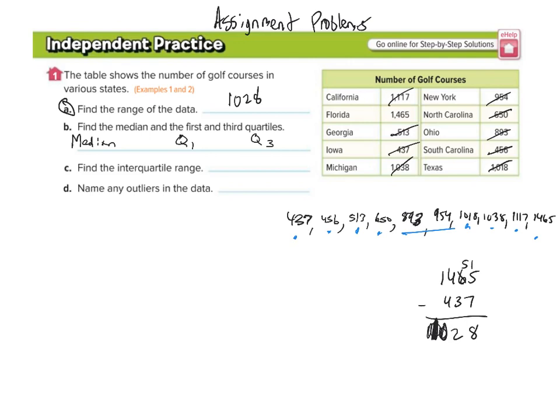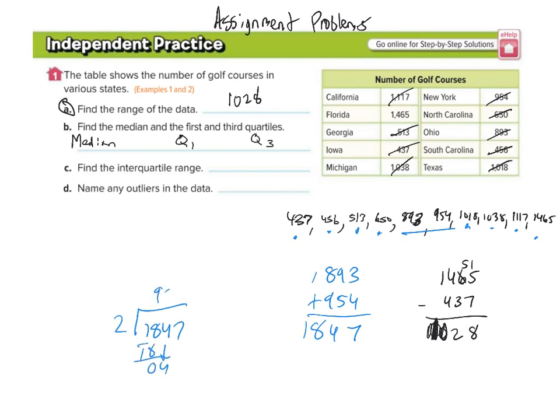So remember what to do when we have 2 middle numbers. We add them up and we divide by 2. So let's do that. We get 7, 14, and 18 there. Okay, so 1847 divided by 2. 9 times 2 is 18. Bring down your 4. 2 times 2 is 4. Bring down your 7. 3 times 2 is 6. We're out of numbers, so we'll add a 0 right here and pull it down. And we have 10. So 923.5 is what I'm getting for the median. Checking my book, that's correct.